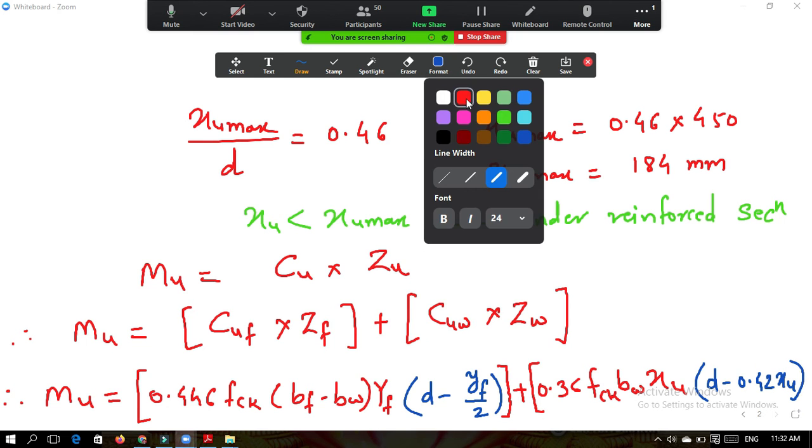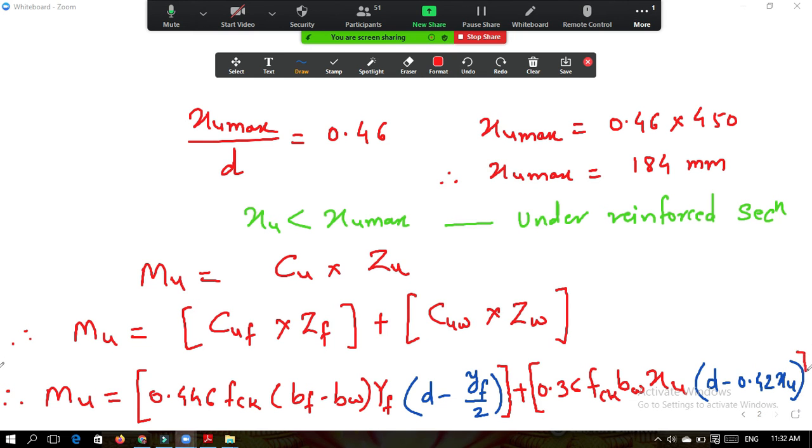Okay, this is your lever arm, and this bracket is also complete. This is the value of ZF, and this is the value of ZW, which I have written in blue color. Now if you put all the values, you know all the values, calculate the value of YF separately first, and let me know the value of YF.